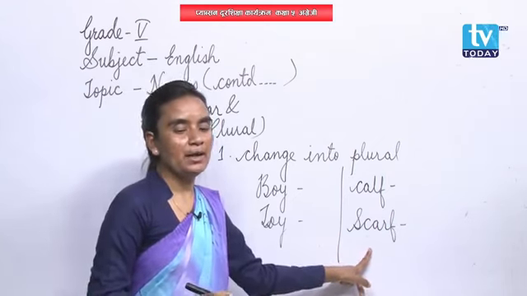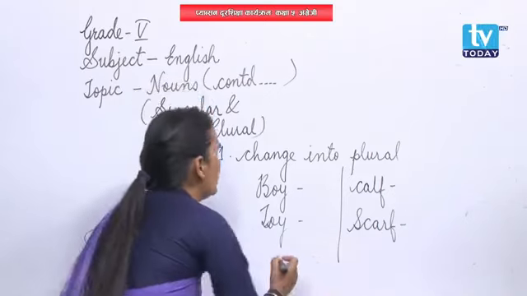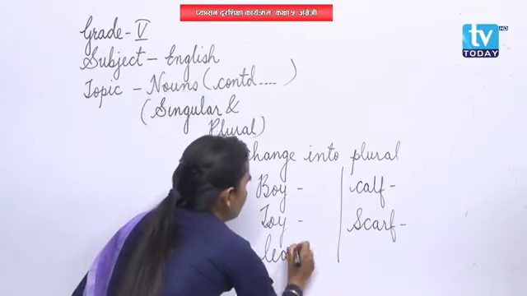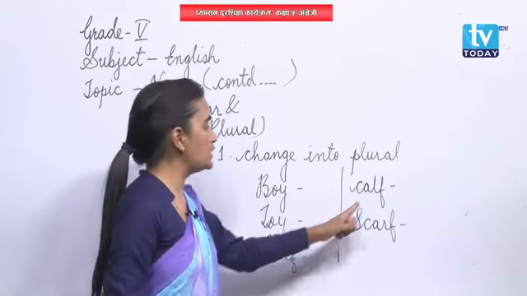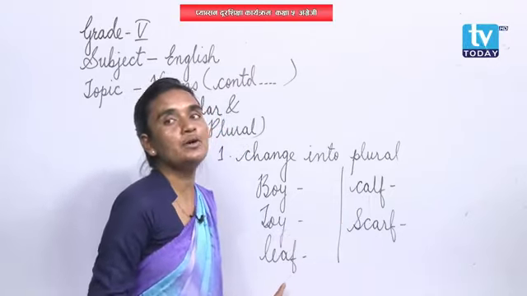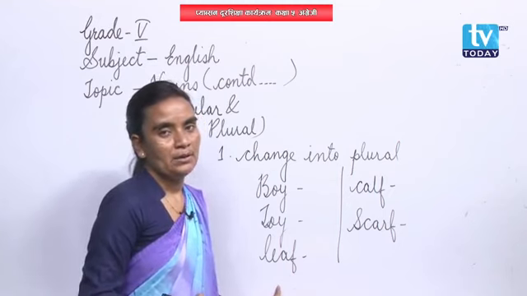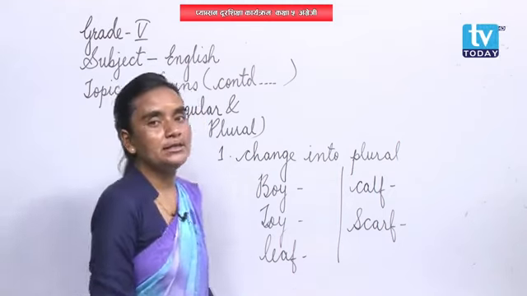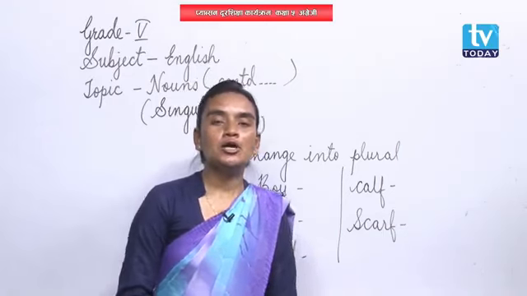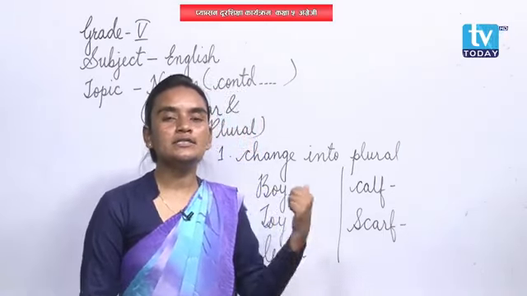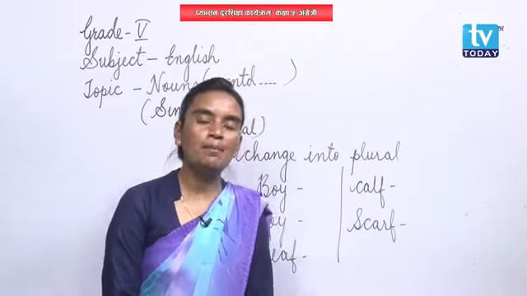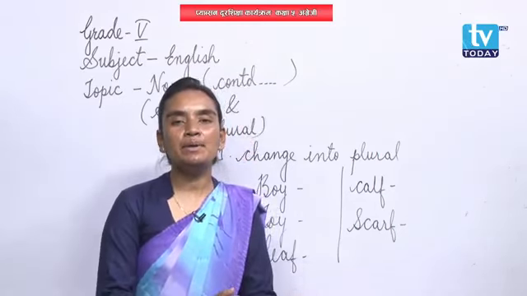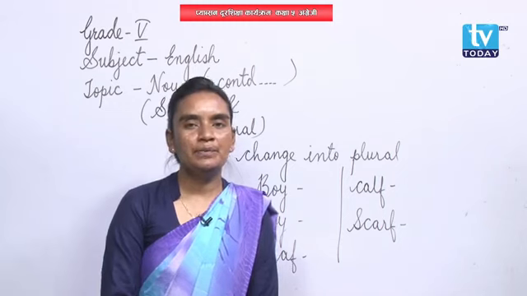Similarly, dear children, we can also go for another word, that is leaf. This is also similar, the same rule as in calf we have to apply. So in such a way, dear children, we have to find the plural forms, how we can change them into plural form, and how we can complete our assignments.